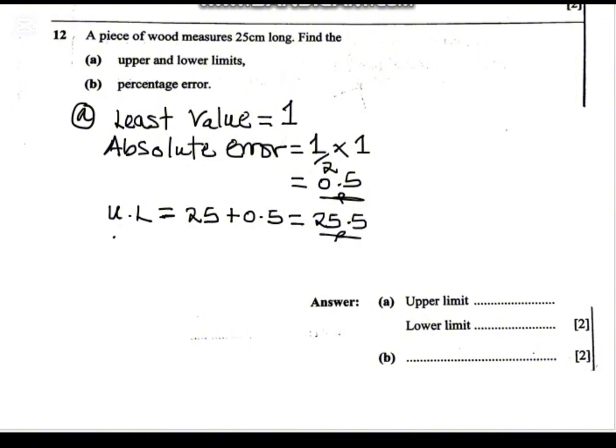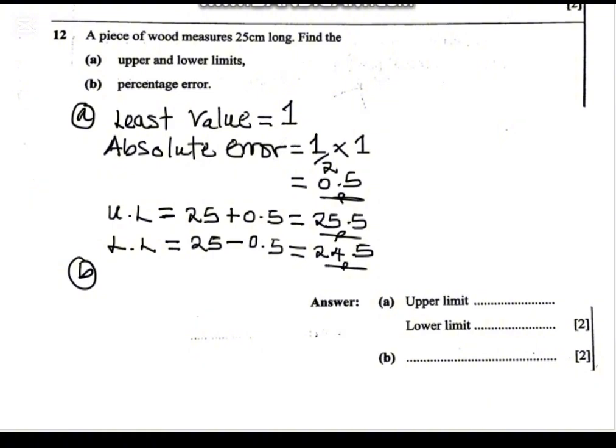Then lower limit, I'll denote it as L.L. This is equal to 25. So for lower limit we subtract the absolute error 0.5, and this gives 24.5. So this here is the first part, 2 marks. Going to B. For B, we want to get percentage error on this one.